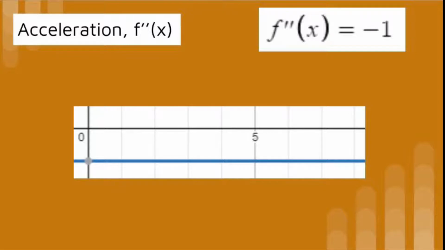Acceleration helps to determine whether the function is concave up or down. Since a parabola is always either concave up or down, this function will not have any points of inflection. In this graph, in particular, the function is concave down. However, to find the points of inflection, set f double prime of x equal to 0 and solve for x. Similar to the first derivative test, use the second derivative test, plugging the values into f double prime of x.